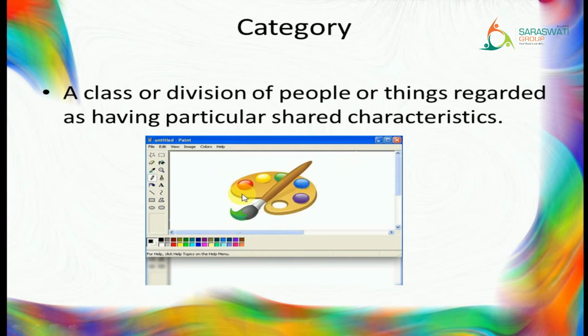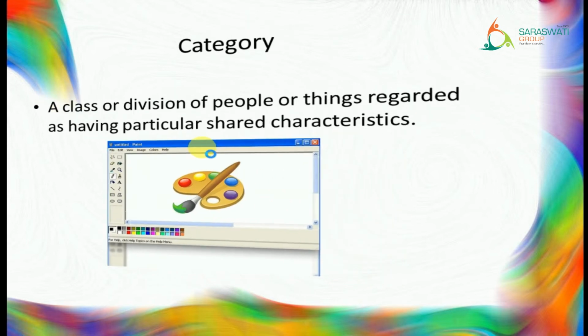So these all are what? It is category. You cannot draw pictures over here. You cannot feel anything or do anything over here, right? So it is divided into different parts. So that different parts are known as category. Clear? Okay. Next.